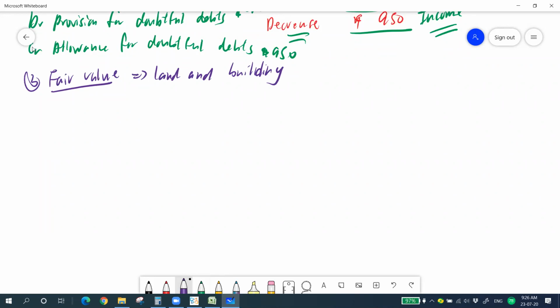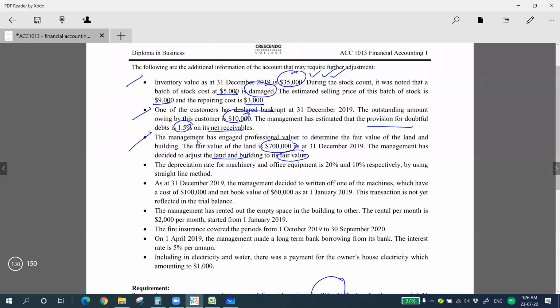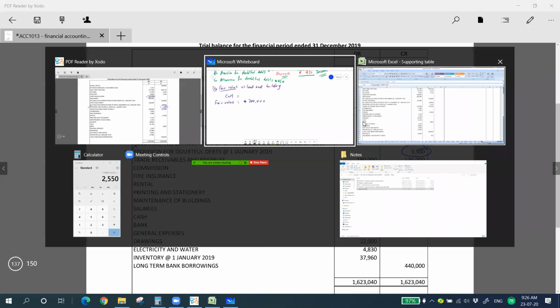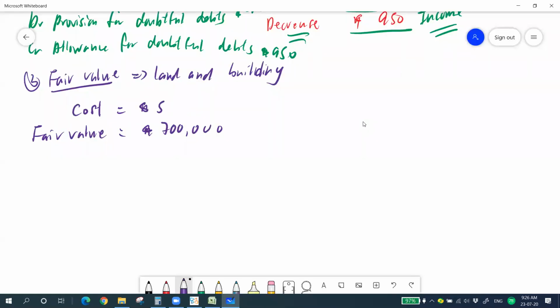So first of all, we have cost. Cost refers to the value that we currently record in the account. And then we have a fair value. This fair value is provided by the professional valuer. This 700 I extracted from the additional information here. So let's have a look. What is the value of our land? Land and building is recorded at 500,000 in the account. So cost is 500,000.